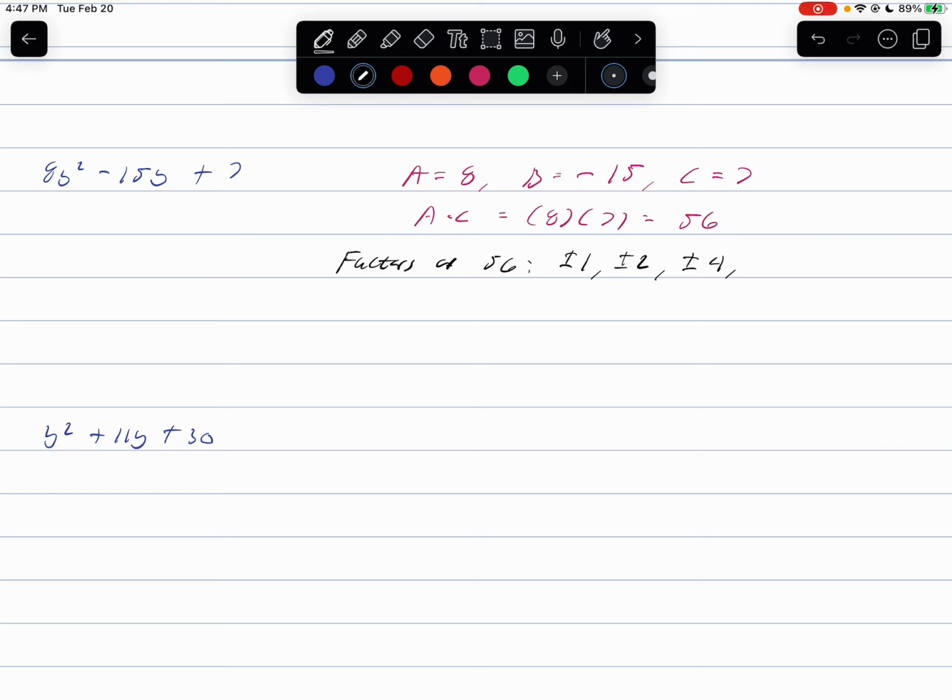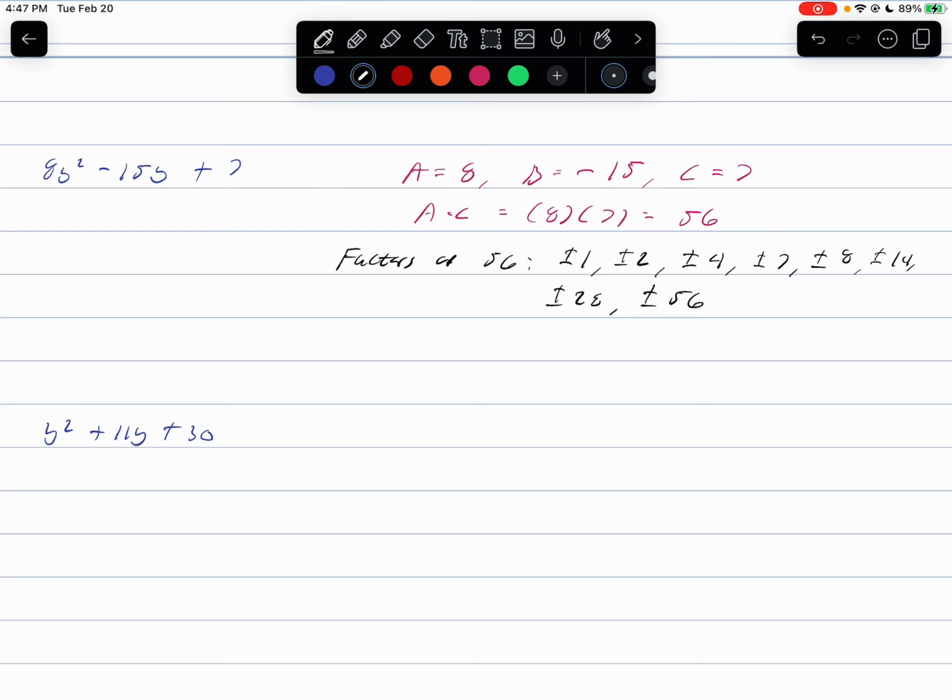Okay, we have plus or minus 7. We have plus or minus 8. We know that if we have 4 as one of these here, 4 times 14 is going to give us the value we're looking for here. So we're going to do plus or minus 14, and then we're going to have 56 divided by 2 is going to give us 28. So we're going to have plus or minus 28. And then obviously we have plus or minus 56. So these are all of our potential factors here for 56.